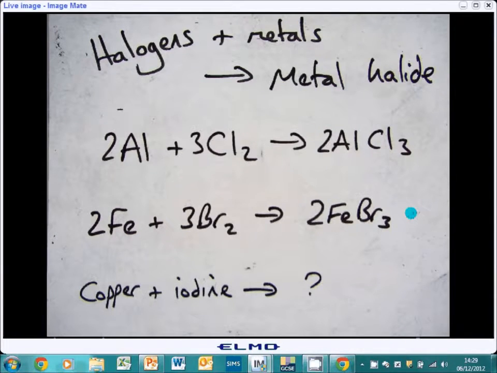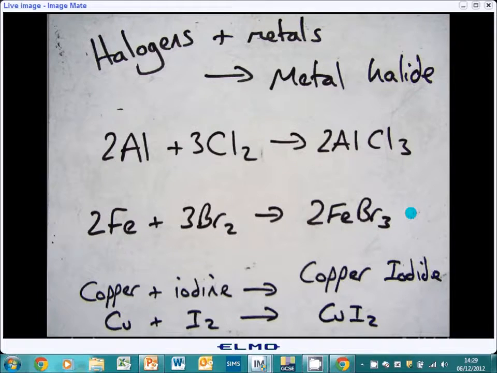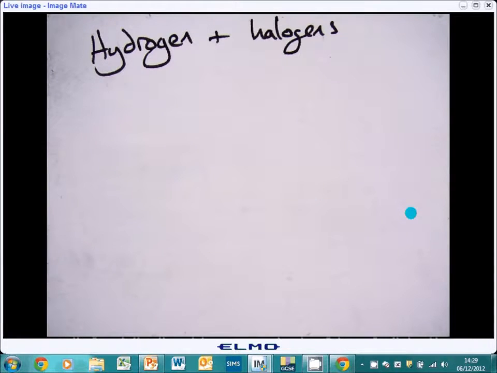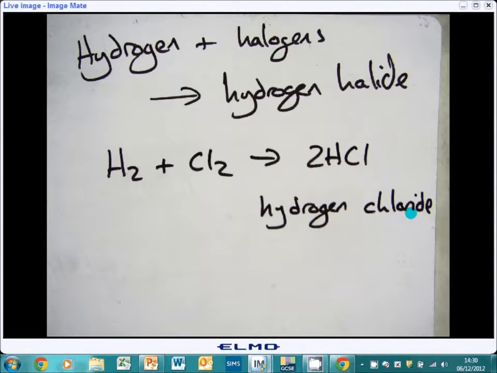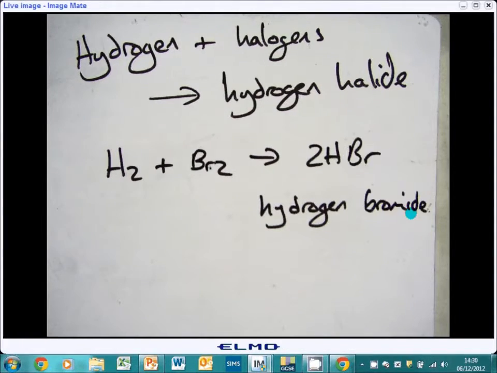What would copper and iodine react together to make? The answer is copper iodide. Also, when hydrogen and halogens react together, you get something called a hydrogen halide, such as hydrogen and chlorine reacting together to make hydrochloric acid, which is also known as hydrogen chloride.